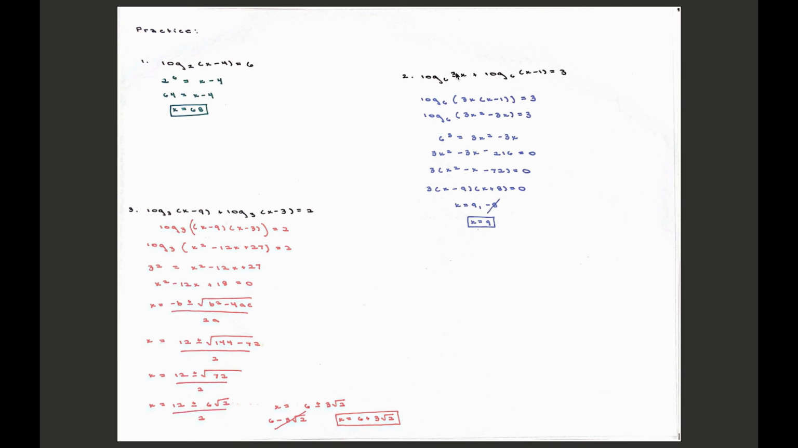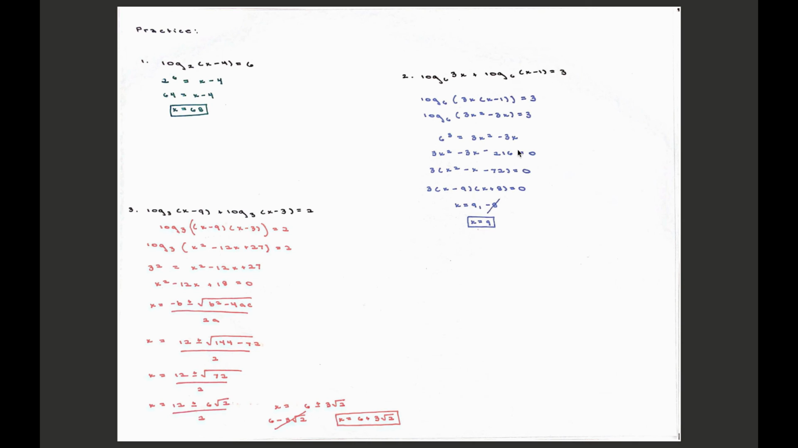For number 2, I'm going to first use my product property. So 3x times x minus 1 equals 3. So it would be log base 6 of 3x squared minus 3x equals 3. Now I'm going to use the fact that 6 raised to the 3rd equals 3x squared minus 3x. I need to solve for x, so I'm going to move over my 6 cubed. So it's going to be 3x squared minus 3x minus 216 equals 0.